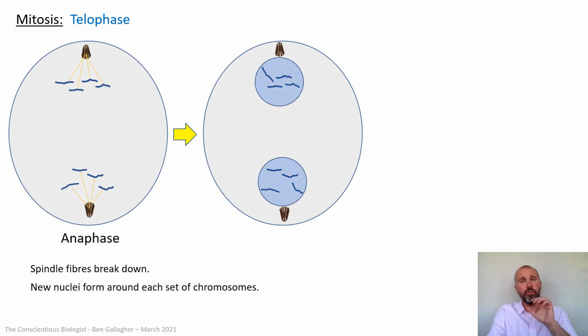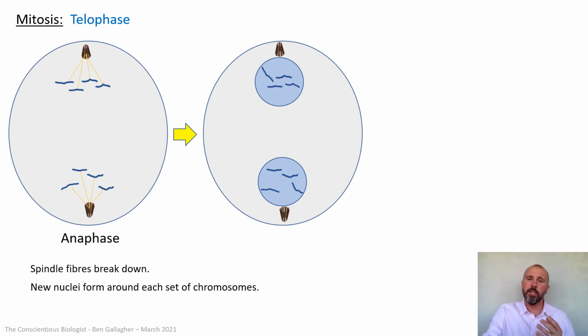Second event, new nuclei, so a new nuclear envelope will form around each of those two sets. So we now in this cell have two nuclei. Each nucleus contains 46 single chromosomes, but the cell as a whole still contains 92 single chromosomes. That's the total of both the nuclei.